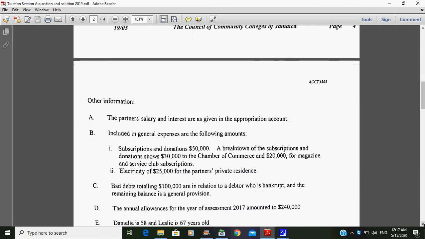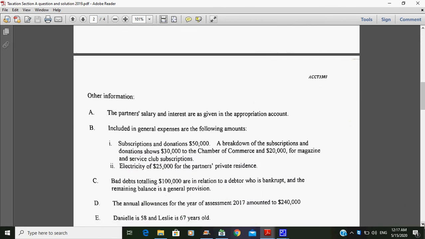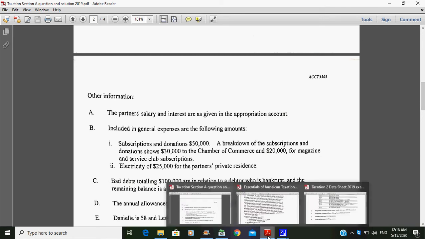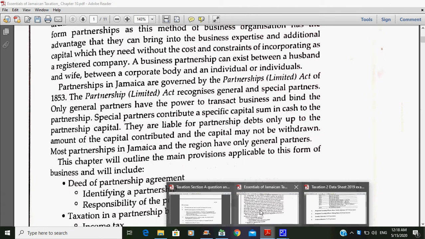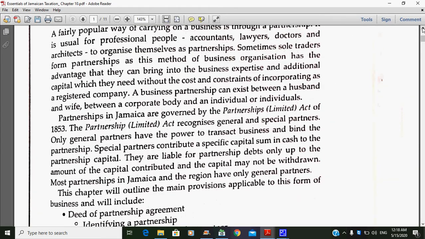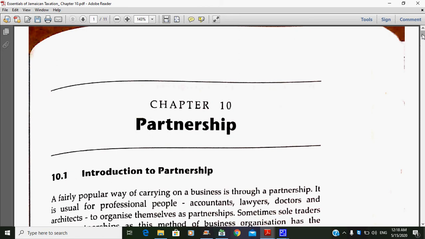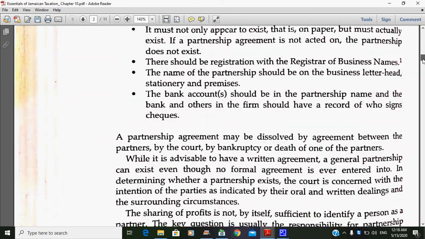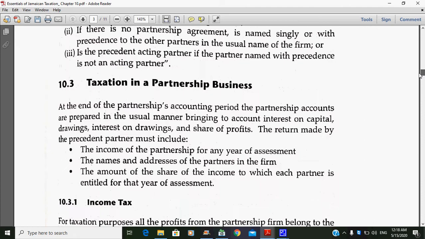Now, other information which is very important to note: the partner's salary and interest are as given in the appropriation account. Very important to note that. What will happen there is a question you must ask yourself, based on what you have, and you have to read over the material that was given to you today. Good. So look at this. Remember this. Let's look at something here.